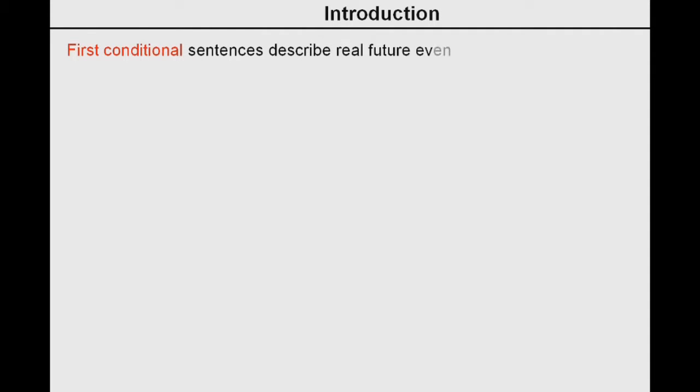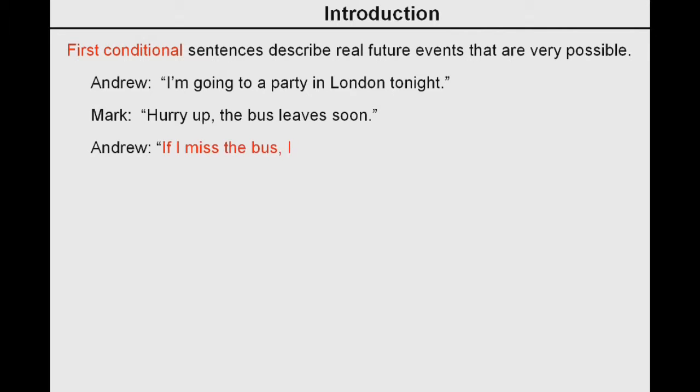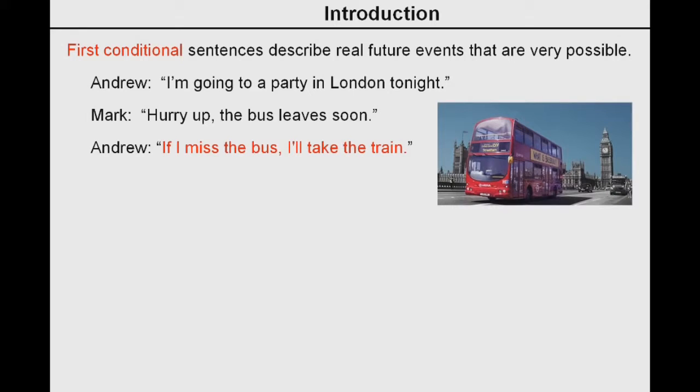First conditional sentences describe real future events that are very possible. Okay? Let me give you an example of a conversation. Andrew says, "I'm going to a party in London tonight." Mark says, "Hurry up, the bus leaves soon." And Andrew says, "If I miss the bus, I'll take the train."